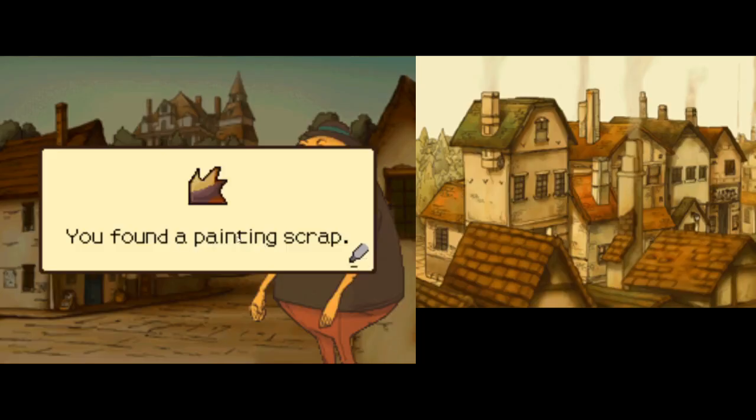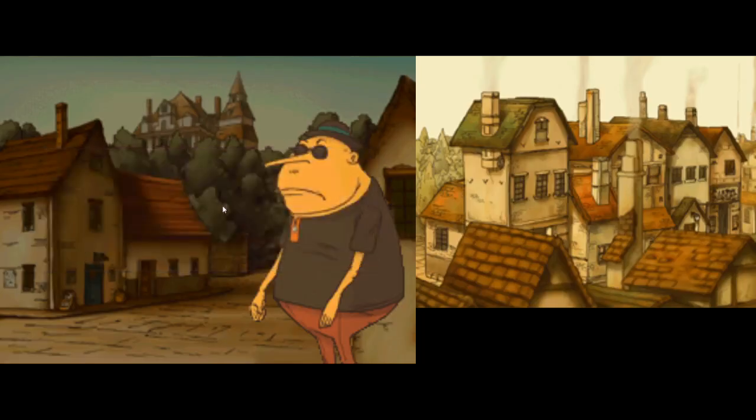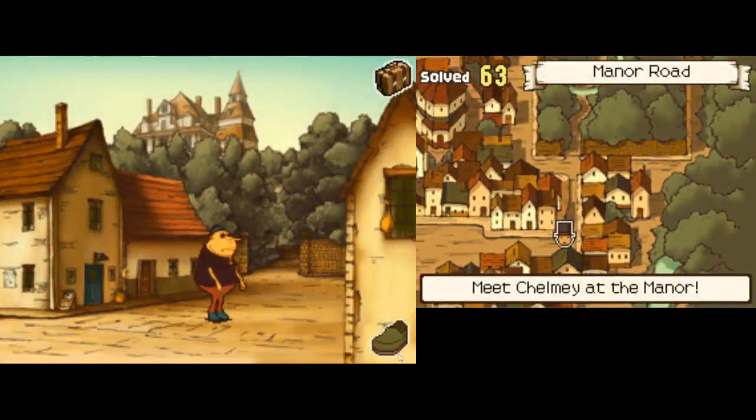Right, and we get a piece of the painting scrap. I think we can finally move on, can we?